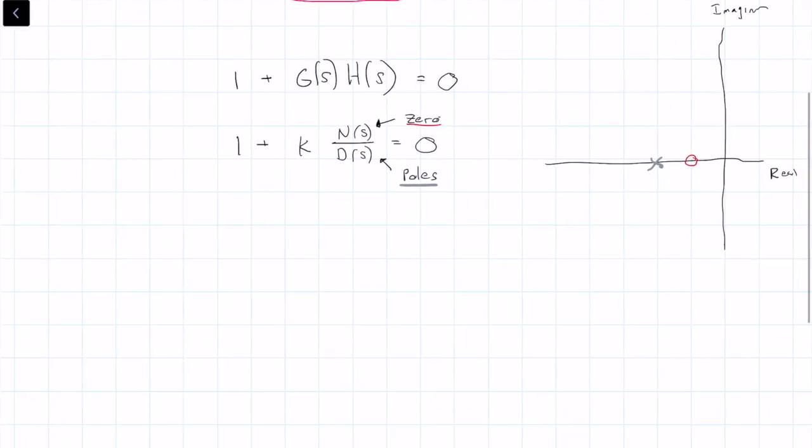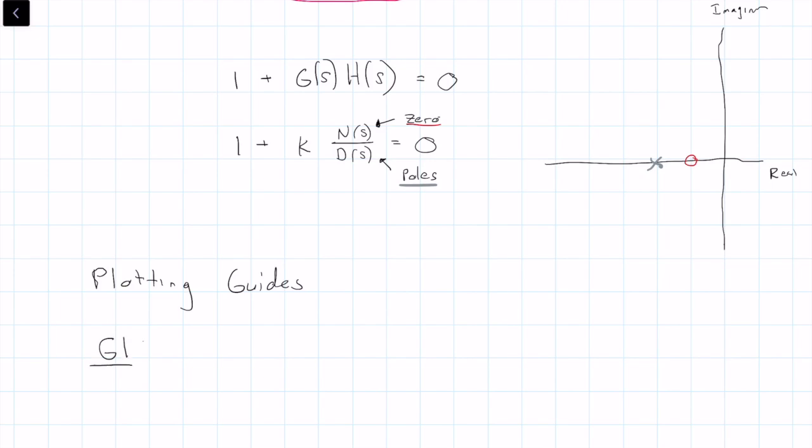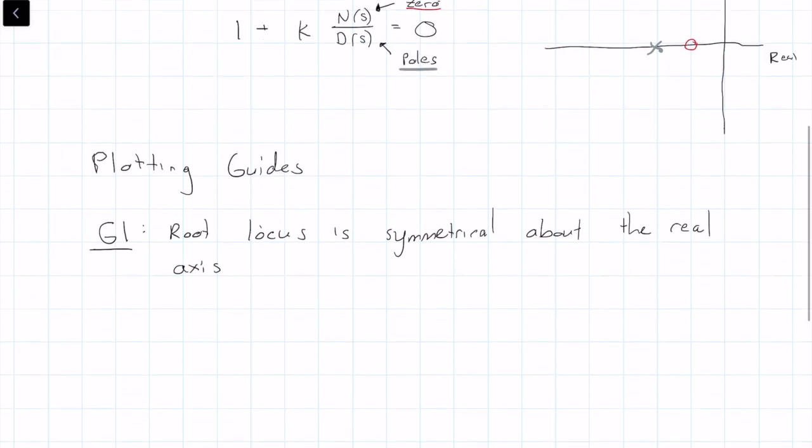Okay, so there's a number of guides that we follow to plot these graphs. Okay, so the first guide. So guide 1. Guide 1 basically says that the root locus is symmetrical about the real axis. Okay, so this is quite easy to understand.